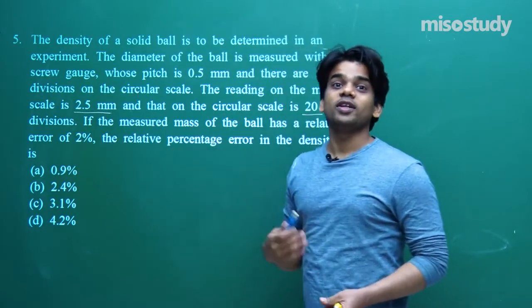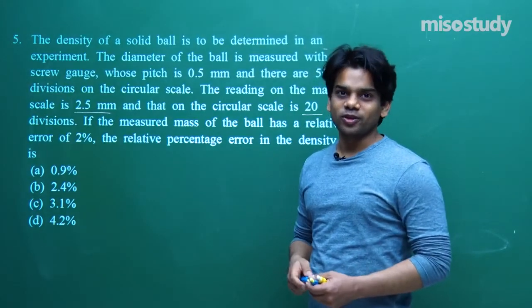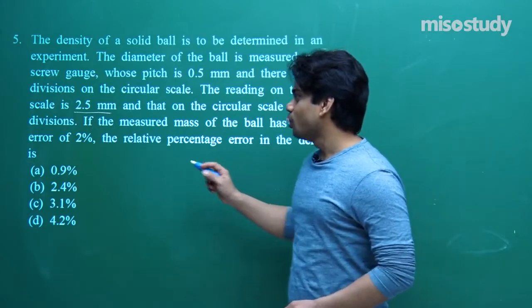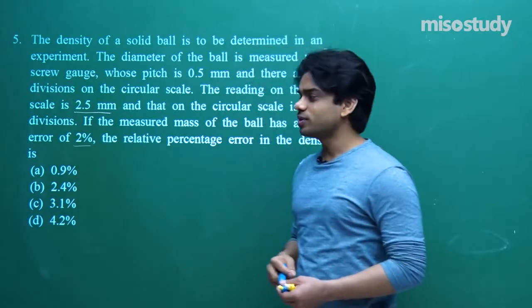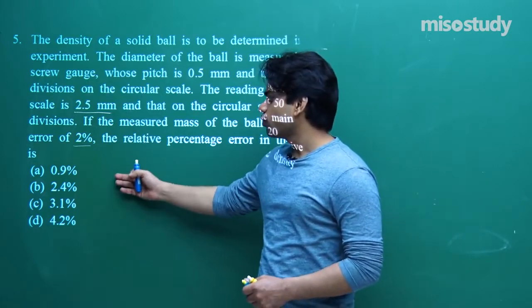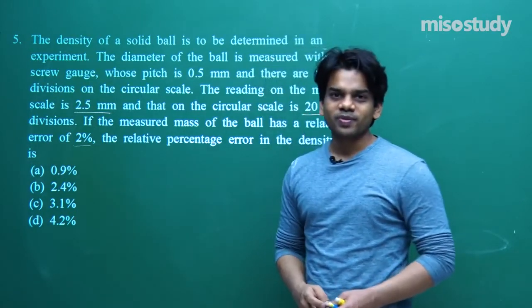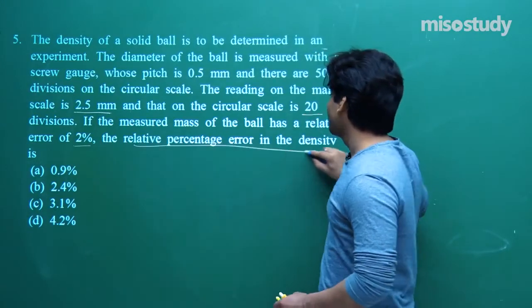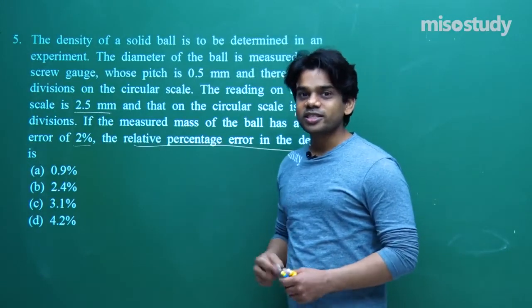So the main scale reading is given as 2.5 mm, and that on the circular scale is 20 divisions. So the 20th division will be coinciding with the linear line on the main scale. If the measured mass of the ball has a relative error of 2%, the relative percentage error in the density is 0.9, 2.4, 3.1 or 4.2. Let's see, first of all we need to evaluate the relative percentage error in the density.